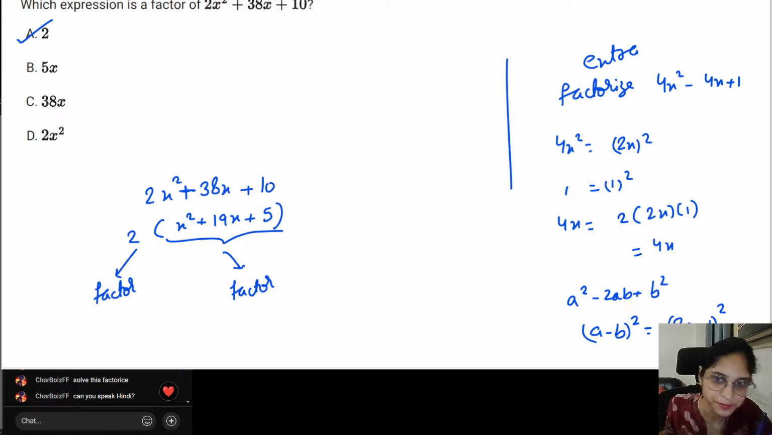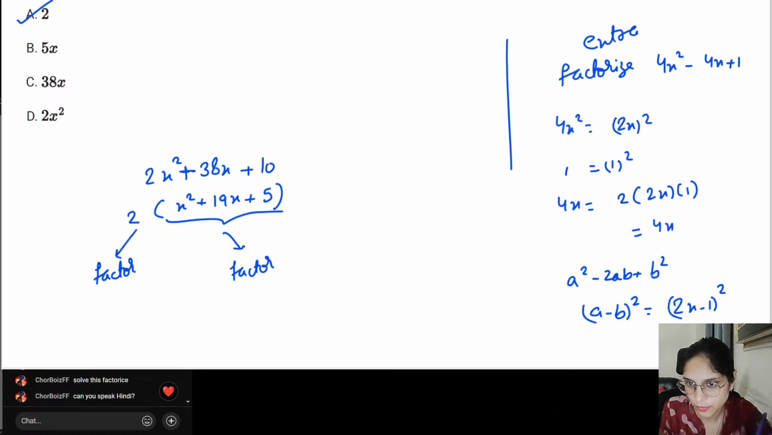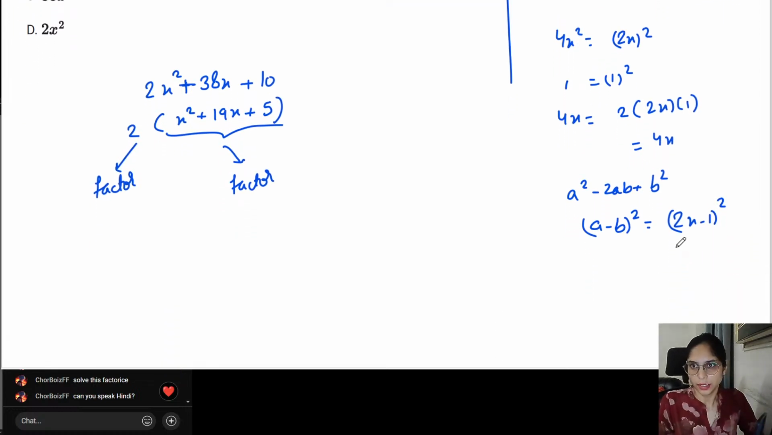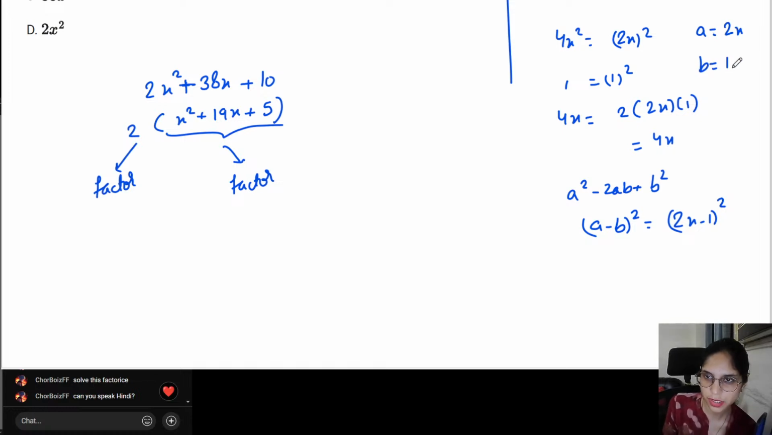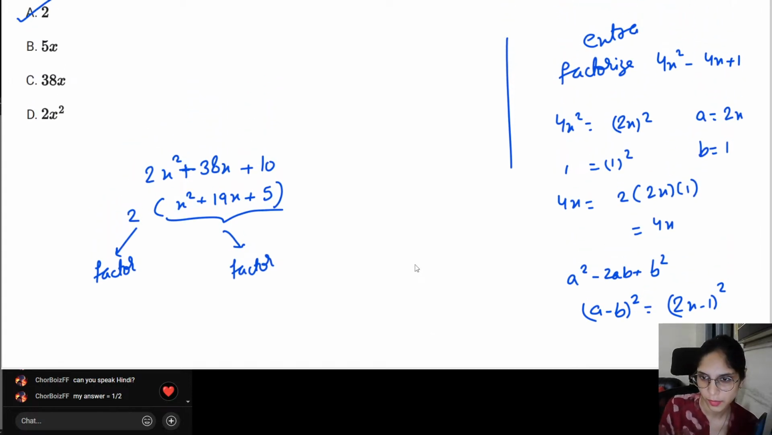इसको ऐसे सॉल्व करते हैं. तो फ्रॉम यहाँ से a 2x आ गया, यहाँ से b 1 आ गया. Also from here a is 2x, b is 1, and this is how we can solve it. Moving forward to the next question, 37. वैसे we'll get these kind of questions.